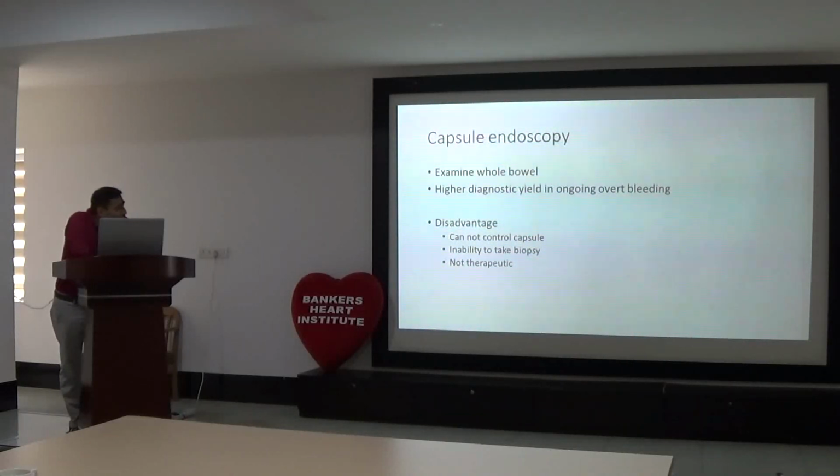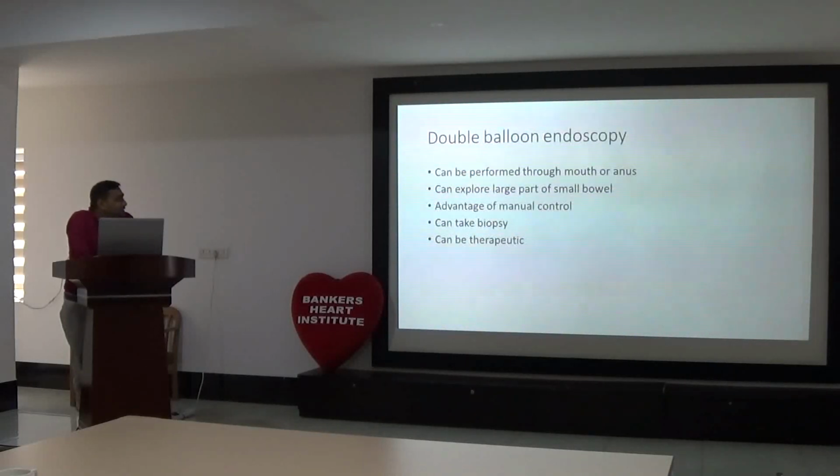So to overcome this, the next option was to do a double balloon endoscopy. In this, there is a tube in a tube, with a balloon, and the scope is advanced through it. It can be performed through the mouth or anus, so we can explore a large part of the small bowel. The advantage is we can control the scope wherever we want, and you can take a biopsy and it can also be used for therapy.